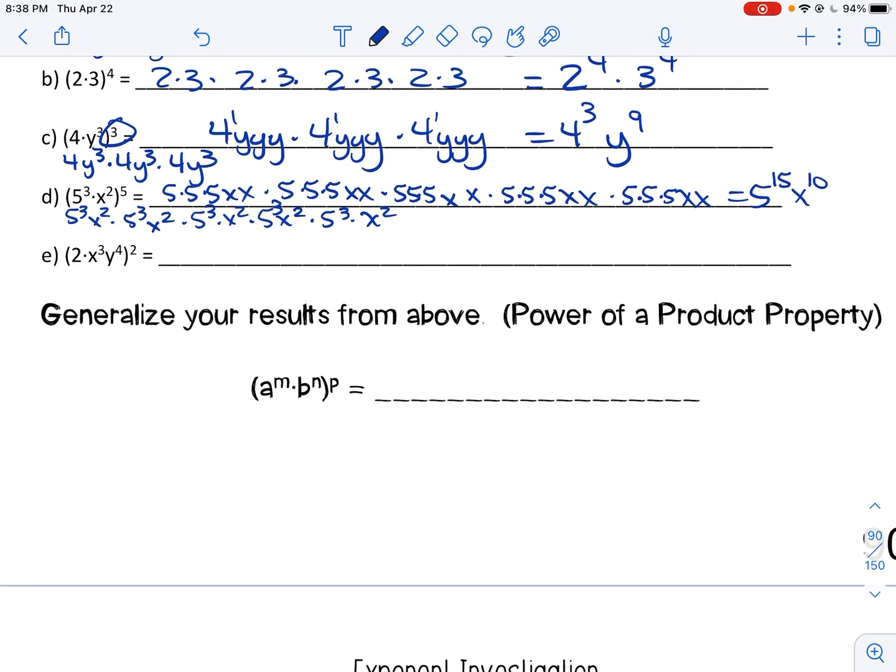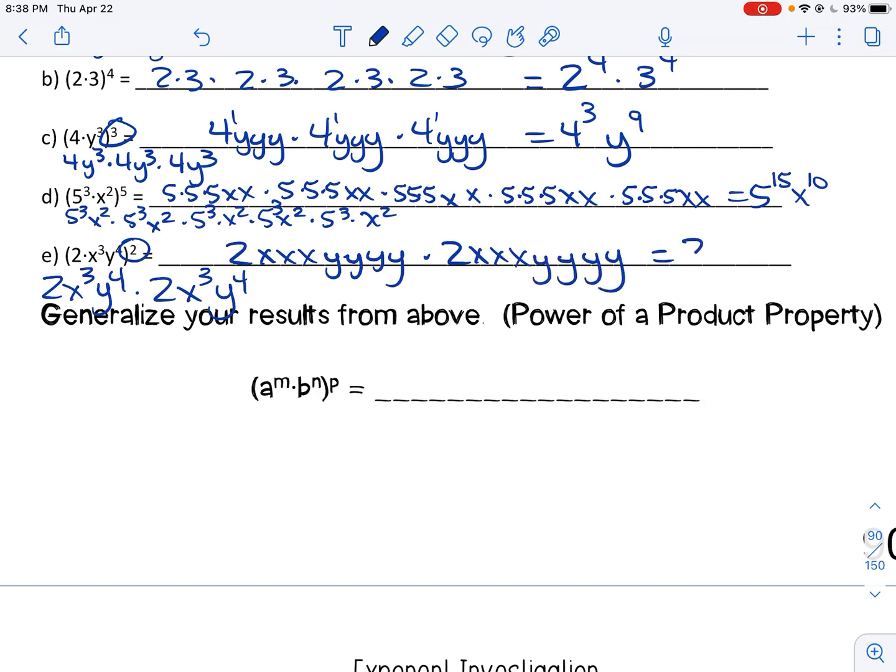And last but certainly not least, it says squared, so 2x to the third y to the fourth times 2x to the third y to the fourth. So I get 2 squared, x to the third, y to the fourth. Oh, not fourth, to the eighth.